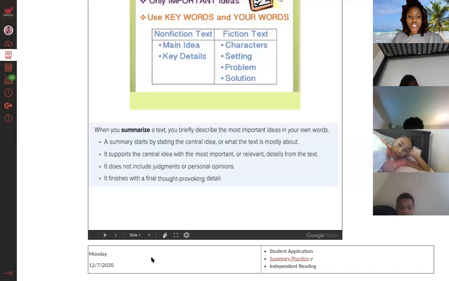All right, so for our agenda today, you guys are going to be working on student application. We're going to go over summary. We're going to do some practice writing a summary over Malala's story since we read that last week. And then you will be finishing off with independent reading.